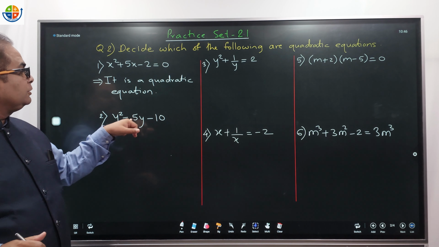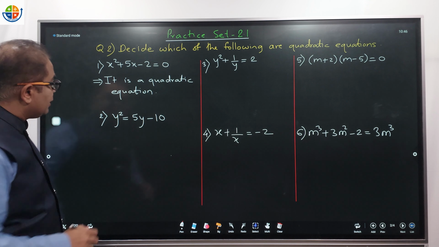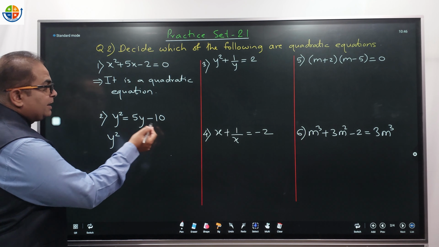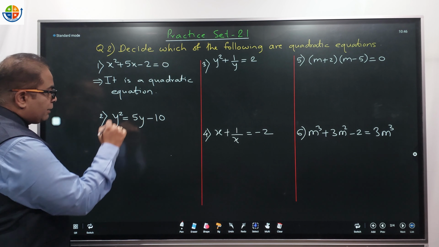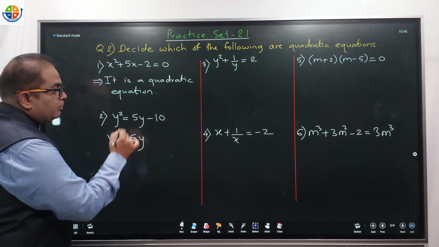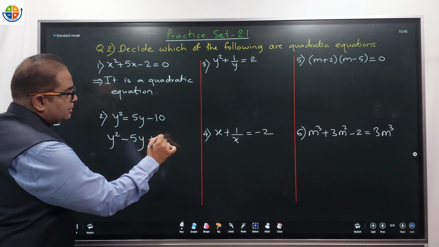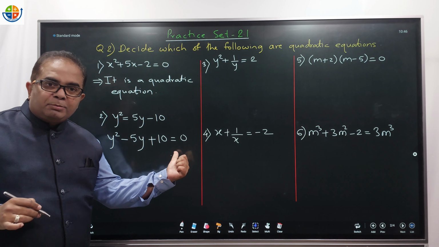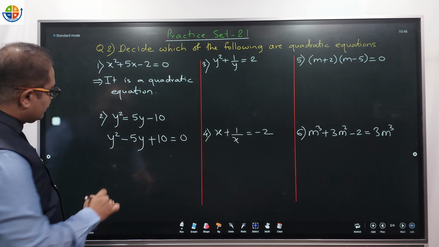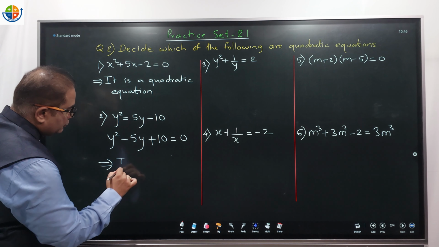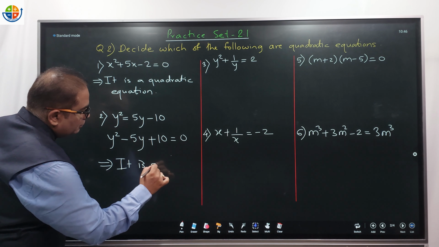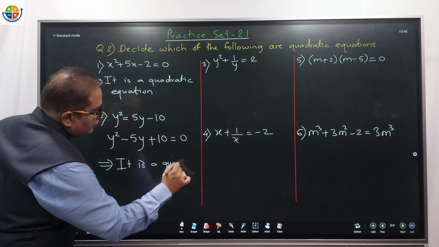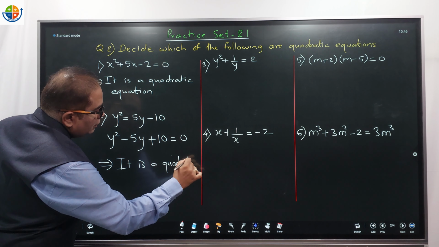y square is equals to 5y minus 10. मैं क्या करता हूं यहाँ पे? I will take this 5y minus 10 on left hand side. So 5y will become minus 5y. Minus 10 will become plus 10 is equals to 0. Now it is in the form of ax square plus bx plus c is equals to 0. So it is a quadratic equation. Right? It is a quadratic equation.